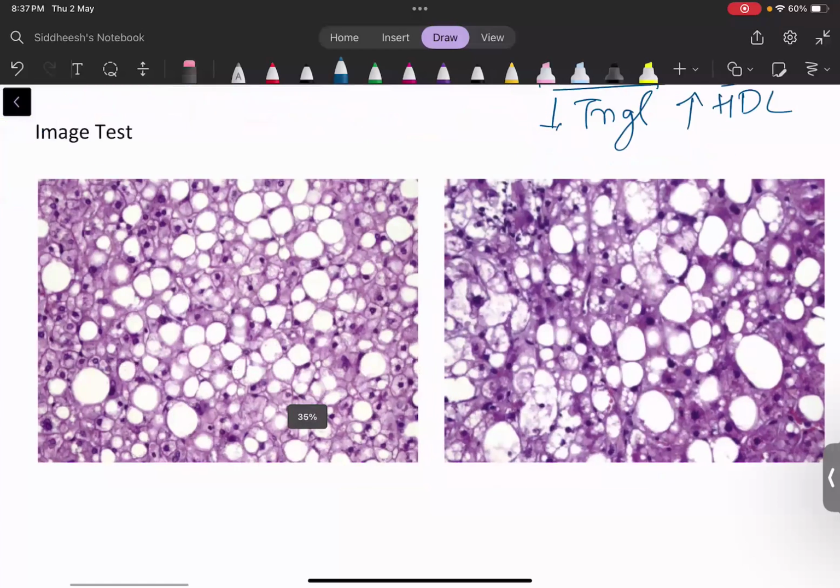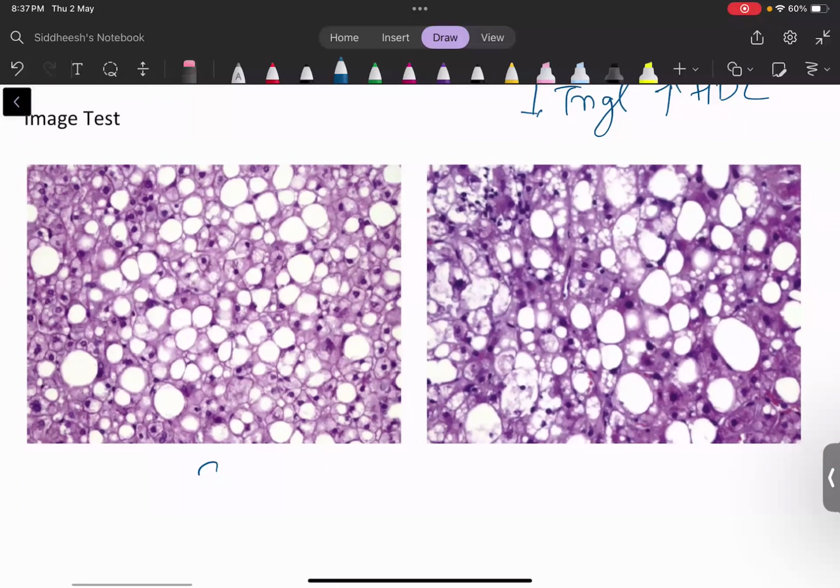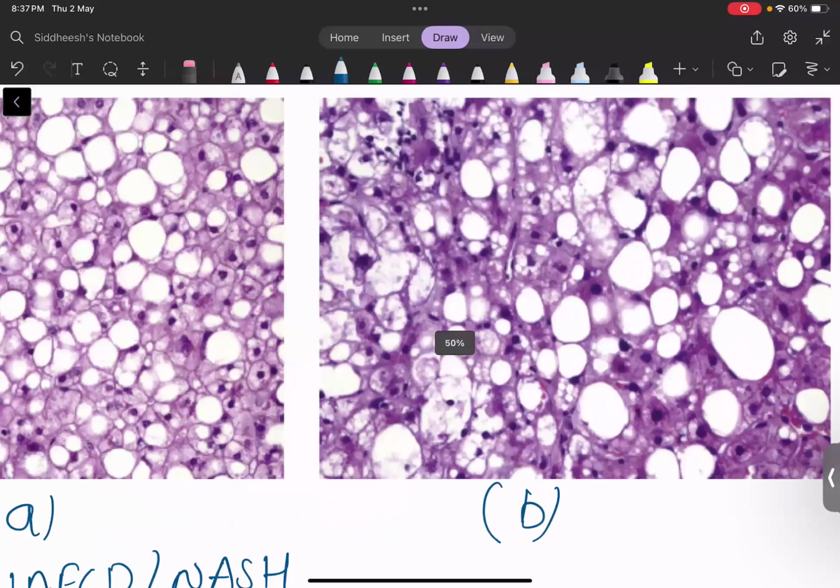I'm showing you two images, A and B. Answer me, A is what? NAFLD or NASH? PD, we have discussed all these things already, like NASH and NAFLD. So A is what? NAFLD or NASH? Tell me, fast. NAFLD. Perfect, everyone. What about B? B is what? NASH. Okay. So let me mark some molecules for you now.